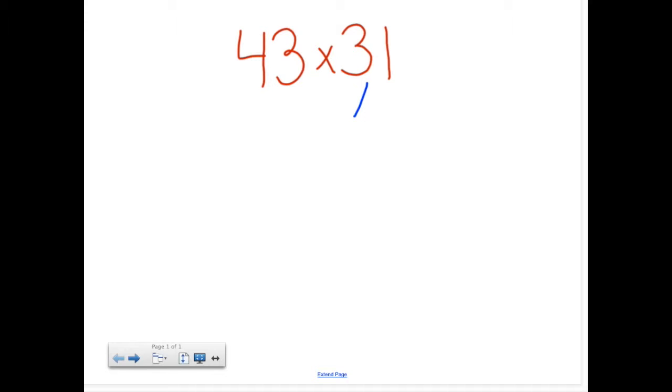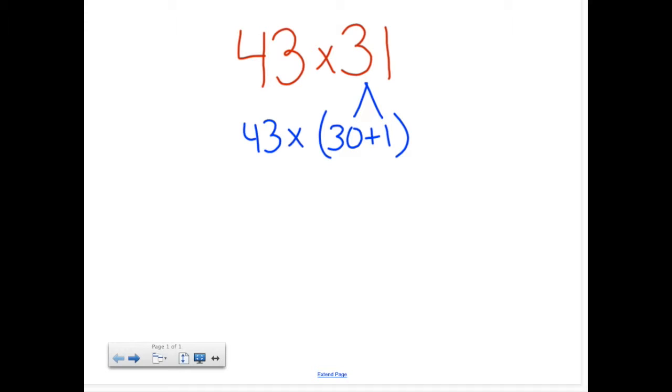To begin solving this problem, I'm going to split apart 31 into 30 plus 1 and put it in parentheses because I'm showing a different way of showing 31. I'm going to bring down my 43 and my multiplication sign.